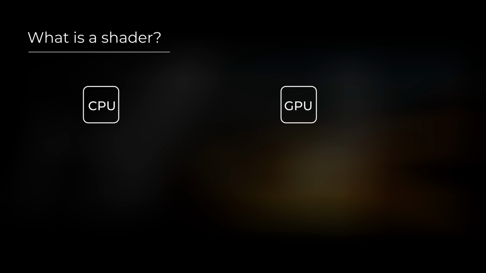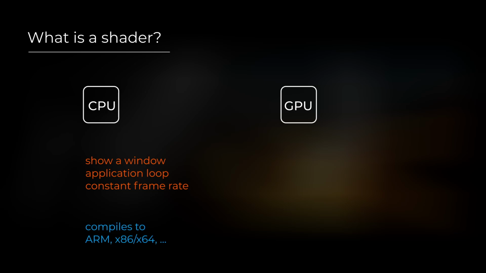Everything we did until this point, the window, the application loop, the constant frame rate, is running on the CPU side of things. That also means our program is compiled for the CPU and not the GPU. A shader program written in Metal or the OpenGL shading language needs to be compiled specifically for the GPU.